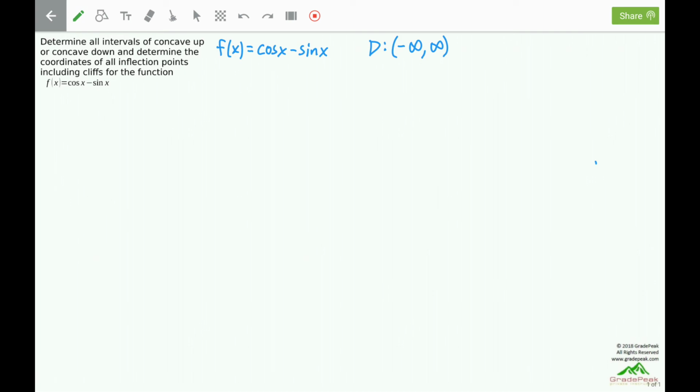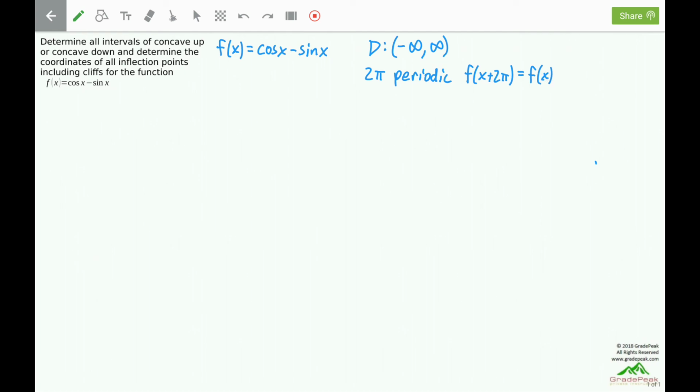Trig functions have a tendency to have an infinite number of inflection points if they have any at all, as well as an infinite number of intervals of concave up or concave down. But nicely, cosine x as well as sine x are both 2 pi periodic, which means that they repeat themselves every 2 pi radians. Another way to write this is f of x plus 2 pi equals f of x.